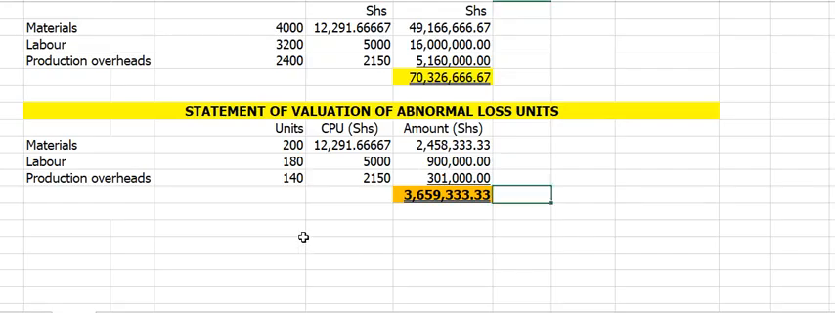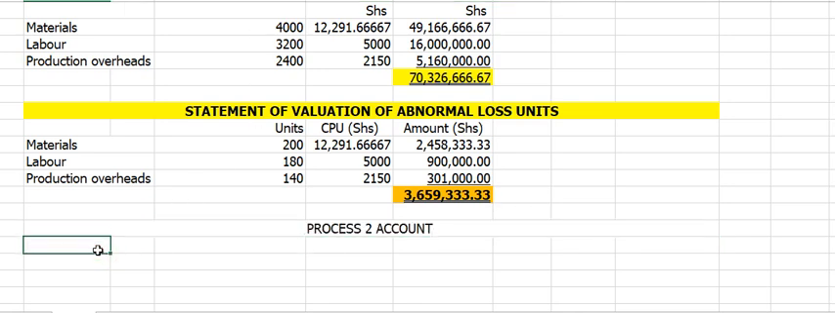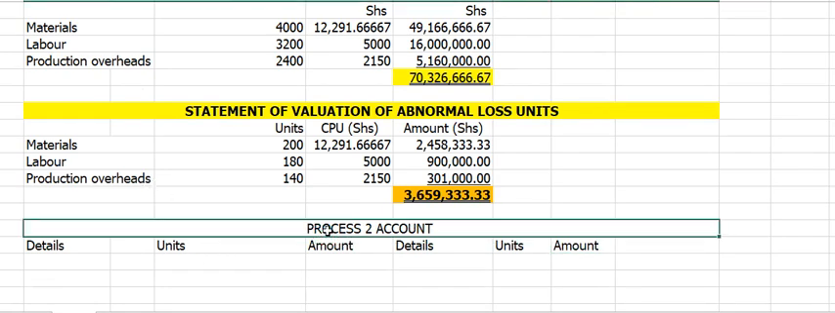Then the next thing they want you to come up with is the process to account. Let us come up with the process to account. Of course, you have the details. You need the units, details, the units. I'm forgetting the amount. This should be amount. Then the details, then the units, and then the amounts. So that is what we have for this process to account.